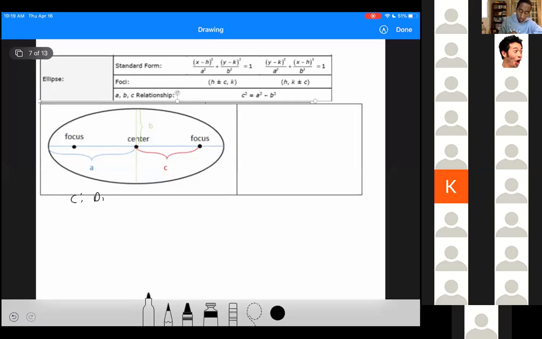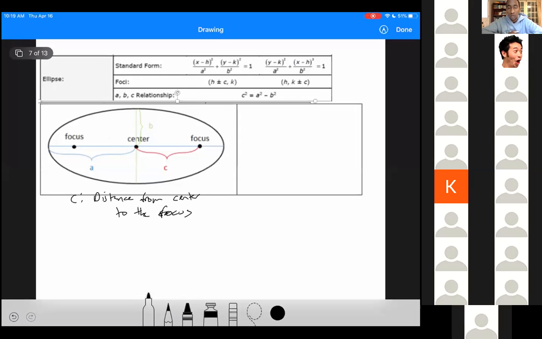Distance from the center to the focus. There is a relationship between A, B, and C. But before we talk about that, just one thing to note, a question to think about.